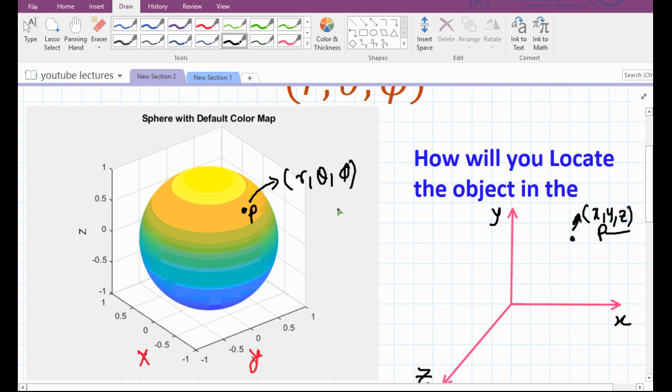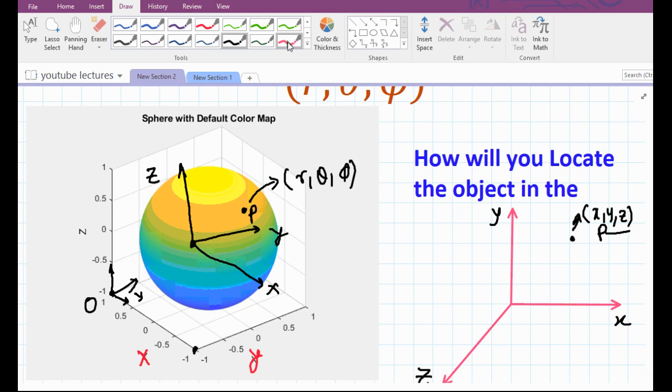Like x, y, z, we have three parameters: one is called the radial parameter, another is called latitude, and one is called longitude. So what are r, theta and phi? Suppose this is my origin, and parallel to this is my z-axis, this is my x-axis, and this is my y-axis. Now suppose I have some point P here. What are my r, theta and phi?